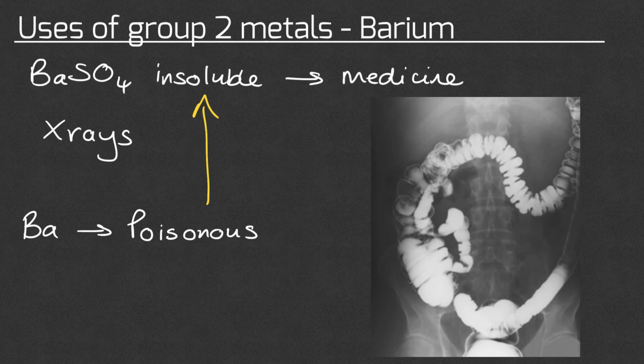Barium, however, is poisonous. This is why we have to use barium sulfate, and we couldn't use, for example, a different barium compound like barium hydroxide. Because it's insoluble, it forms that suspension and it would pass straight through the body. If it formed a solution, so if it dissolved in water, then it would be absorbed by the body and poison the patient, which is obviously not what we want to happen. So we have to use barium sulfate because it is insoluble.